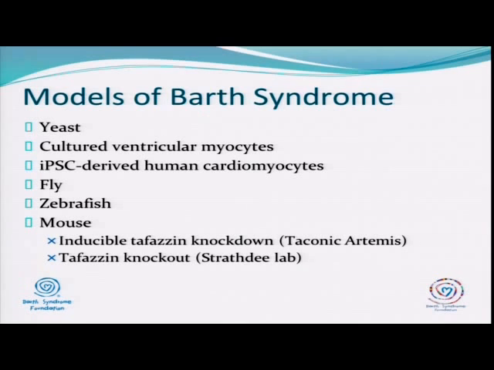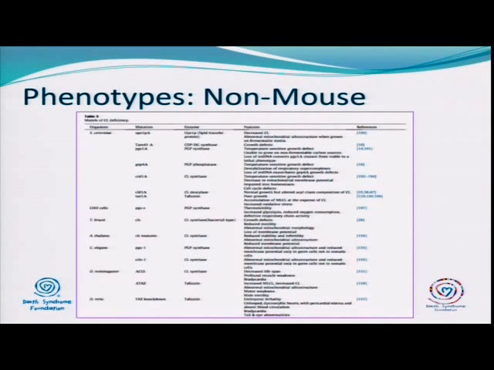The models of Barth syndrome include, and we'll hear lots of talks about this, yeast, the iPSC-derived cardiomyocytes from Bill's lab, cultured ventricular myocytes, mainly neonatal ventricular myocytes, Drosophila, zebrafish, and then we're going to talk about mouse because it is felt, of course, to be the most relevant. Although all of these models, and this was from a recent review that we wrote, have features of Barth syndrome, or whatever you want to call mitochondrial dysfunction, that have contributed to our knowledge of the pathogenesis.